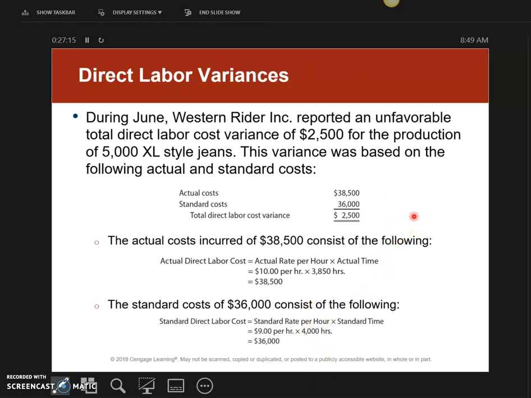Remember, labor is broken into time and rate. Time means efficiency. So according to my budget report, I had a cost variance of 2,500. So when it's positive, it's unfavorable. I spent more than I anticipated. And how I got these numbers was actual rate times actual time, standard rate times standard time. And most of the time you're going to be given this information. You won't have to come up with it.